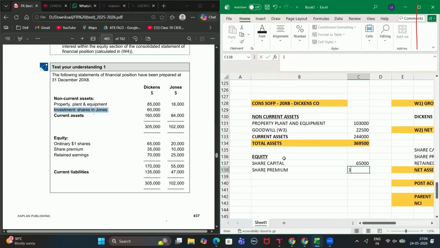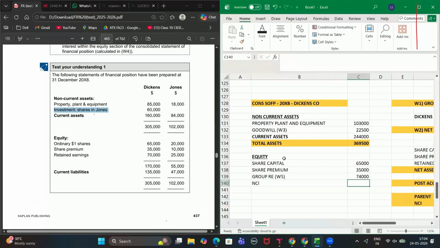What about share premium? Same. How much is it? 35,000. What about retained earnings? Will we be showing this retained earnings? No. We'll be showing group retained earnings, right? How much is it? 74,000, right? From our working 5. Always refer to this working 5, or else they won't know how you got it. So, anything else to be included in equity?